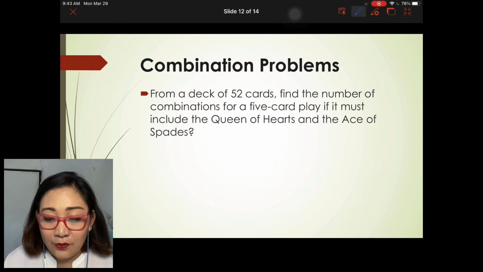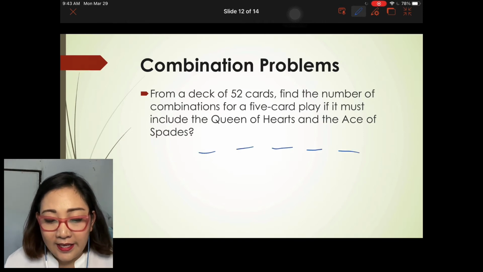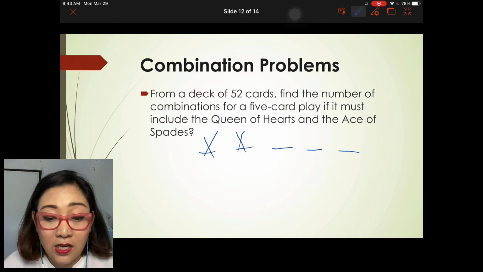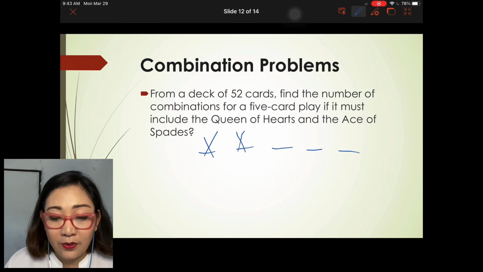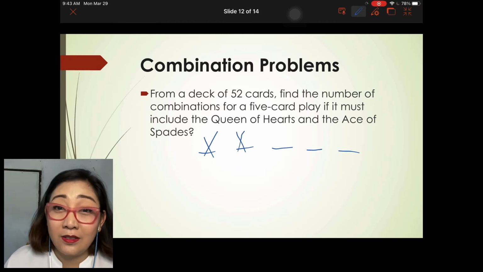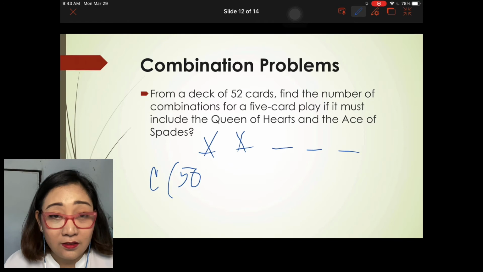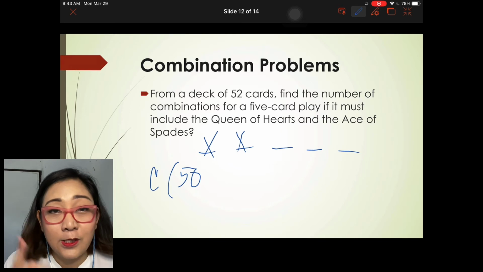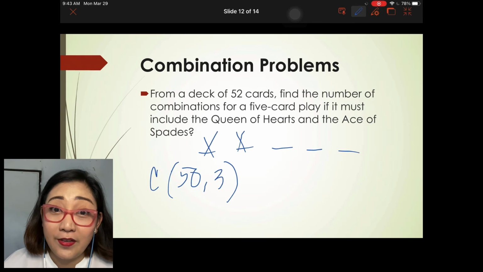Okay? So, find the number of combinations for a 5-card play. So, you have 5 slots that you have to fill. If it must include the Queen of Hearts and the Ace of Spades. So, again, the first 2 slots are already taken because the Queen of Hearts and the Ace of Spades must be included. Okay? So, now, our choices are reduced, and our slots are also reduced. So, we're going to have the combination of 50. Why 50? We subtracted the 2 cards already present, the Queen of Hearts and the Ace of Spades. And then, taken 3 at a time. Because only 3 slots are available.